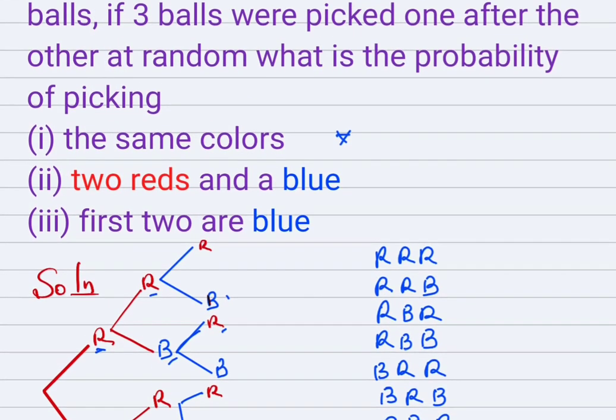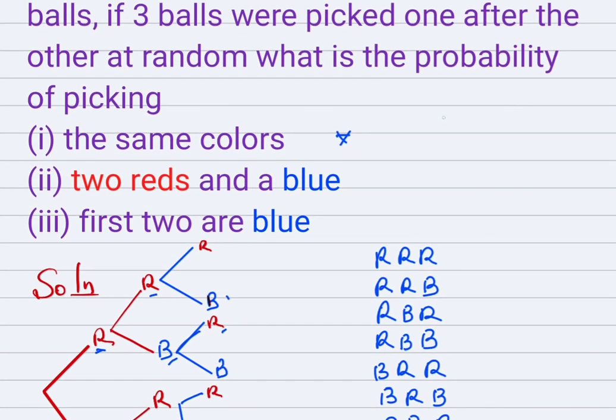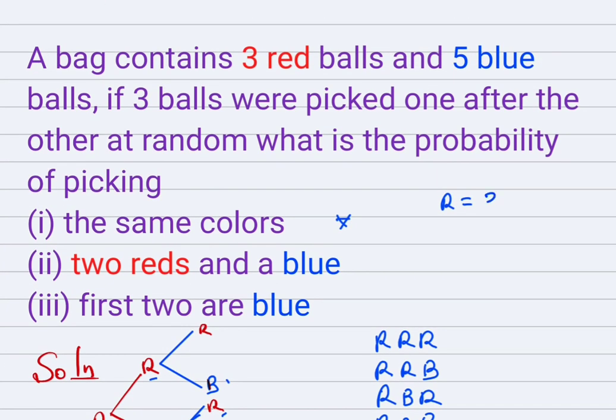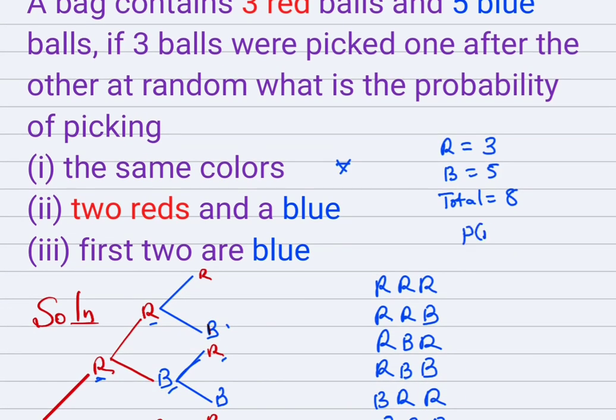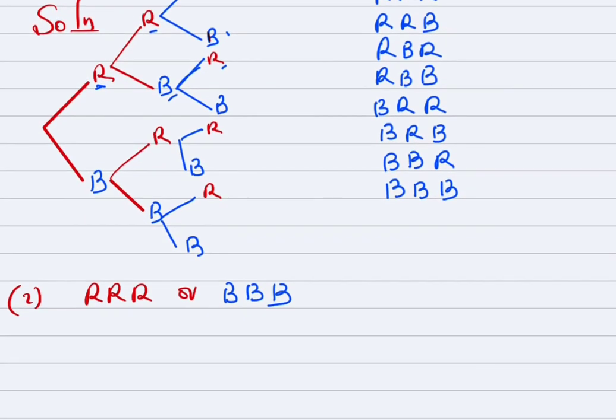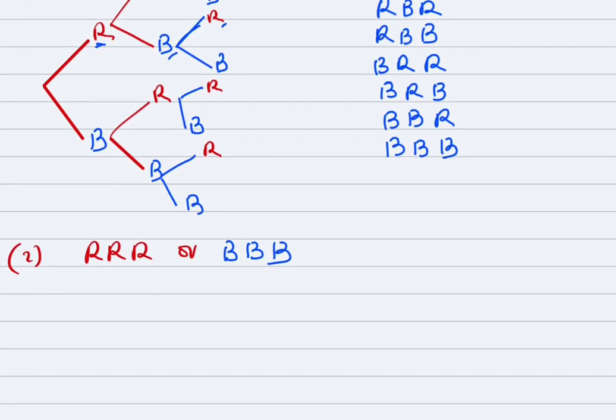Now, what is the probability of picking a red? You have to come down to this. Look, for the red, you have 3, and for the blue, you have 5. So the total is 8. So the probability of picking a red is 3/8, and the probability of picking a blue is 5/8. So we have this now, and we come to this place to actually work out and get our answer.